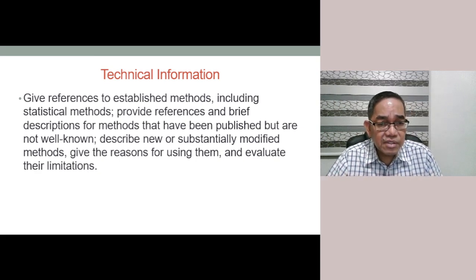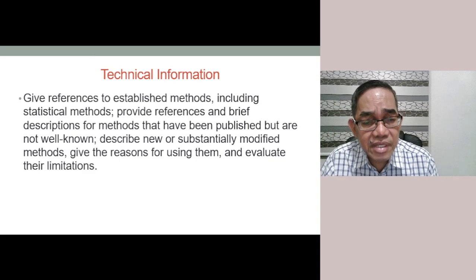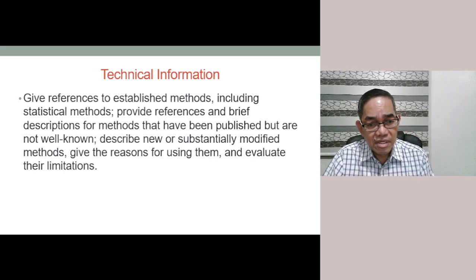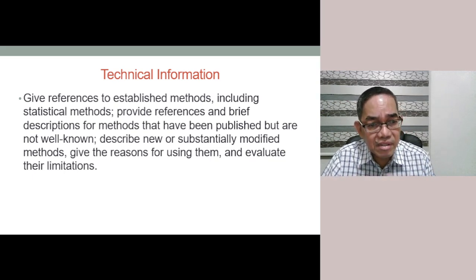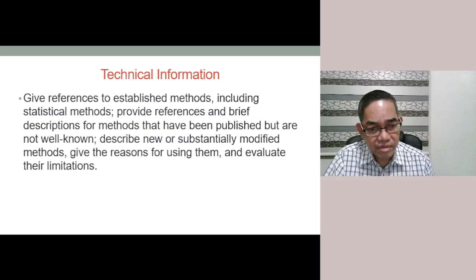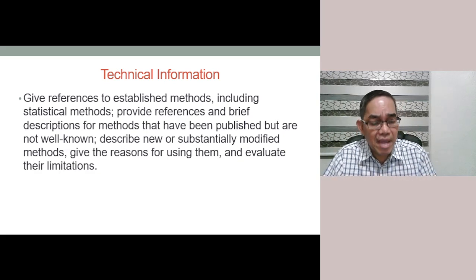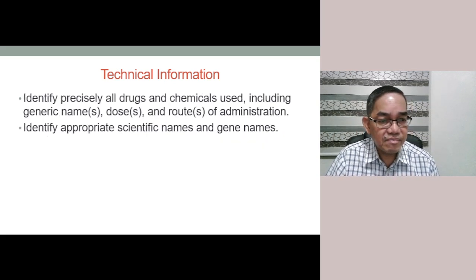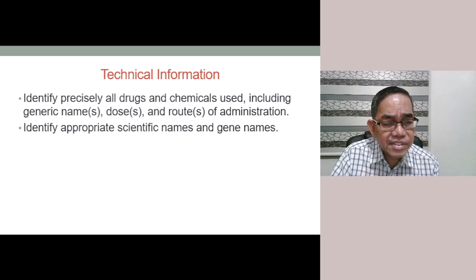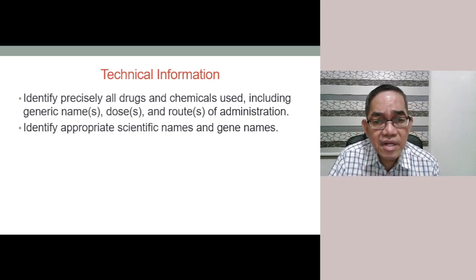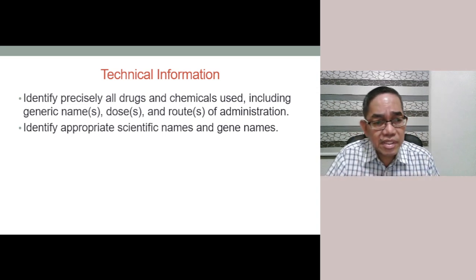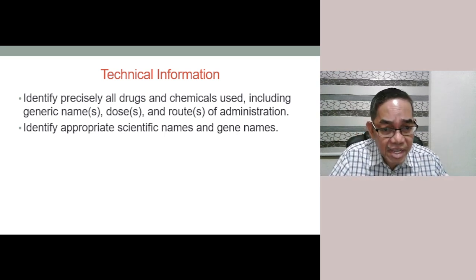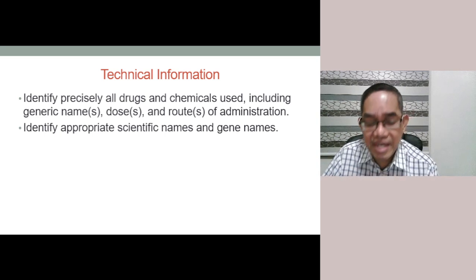Give references to established methods, including statistical methods. Provide references and brief description of methods that have been published but are not well known. And describe new or substantially modified methods, give the reasons for using them, and evaluate their limitations. And then identify precisely all drugs if your paper is a clinical trial, or chemicals used, including generic names, doses, routes of administration, and identify appropriate scientific names or generic names.